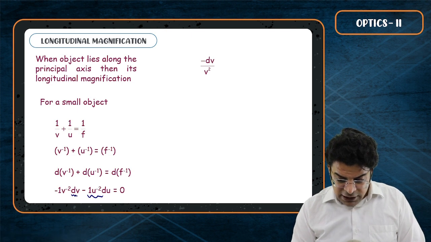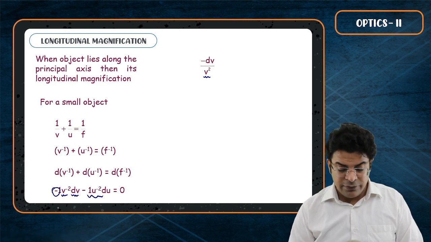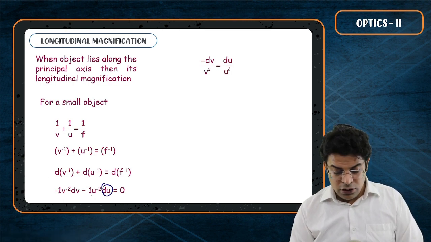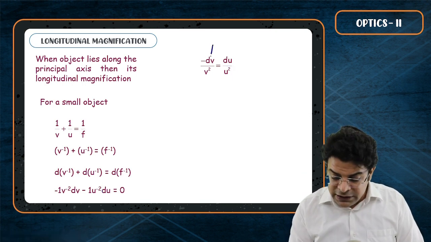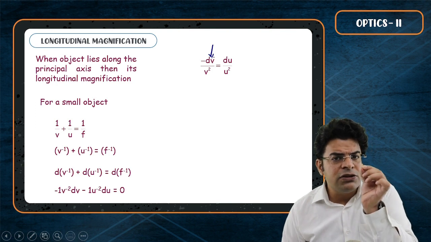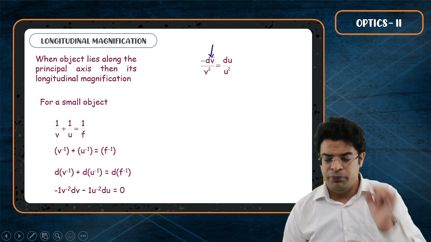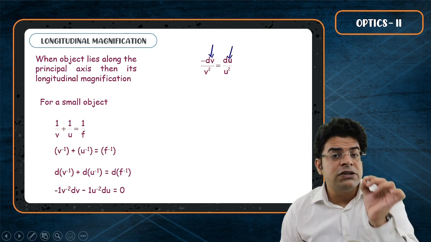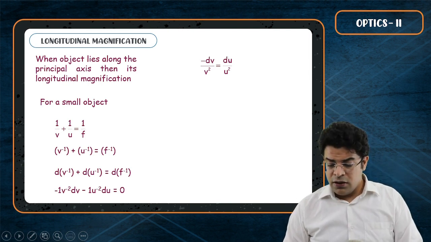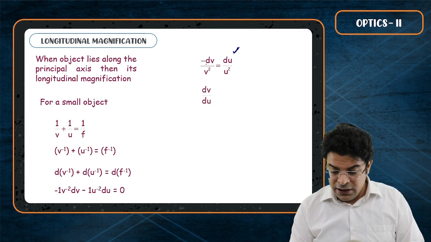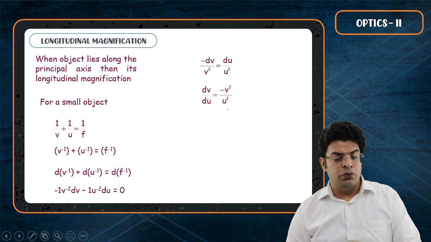On rearranging, you will write dv, and this v raised to the power of minus 2 can be written as v square, and there is a minus sign, equals to du upon u square. Now what does dv represent? Infinitely small change in the position of image with respect to pole. What is du? Infinitely small change in the position of object with respect to pole. Now from here, can I write that dv by du equals to minus v square by u square?